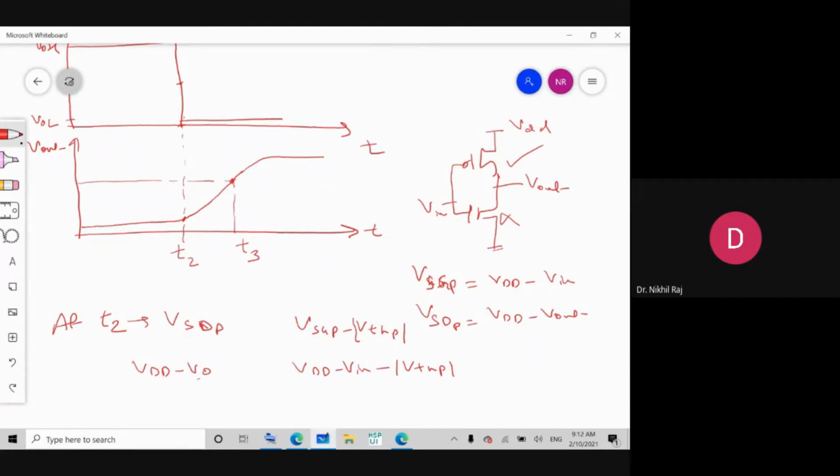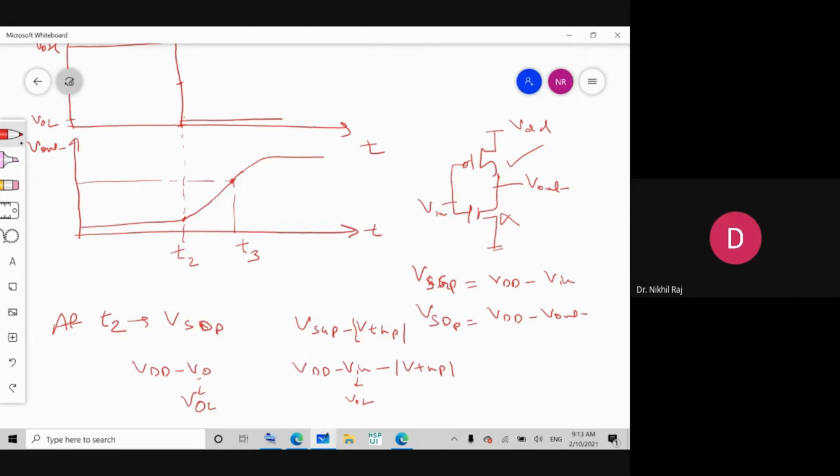Here, what should be the V out at T2? Here the V out is nothing but, because it is below 15, definitely it is 0, or you can say VOL. And what about this V in? In this case, V in is assumed to be also low, because we have crossed the 50% of the input, so V in is VOL.